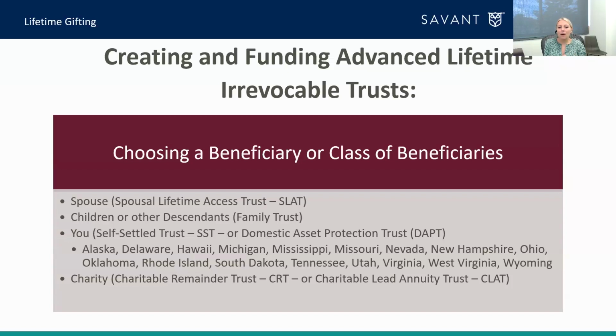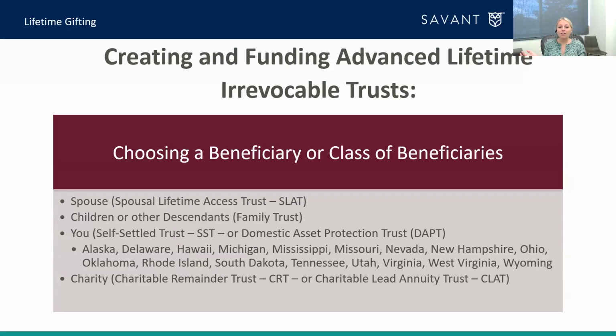Once you've decided that you want to establish an irrevocable trust, you'll need to decide who you want to have as that trust beneficiary. While you can create a trust for anyone, most clients create trusts for the benefit of their spouse, their kids, themselves, or charity. A trust set up by you for your spouse is usually called a spousal lifetime access trust, or a SLAT. The benefits of a SLAT are that you can use your exemption and freeze the value of any gift you make to the trust for estate tax planning purposes.